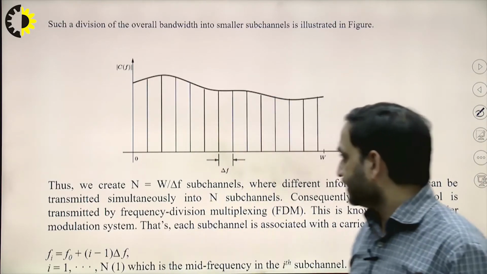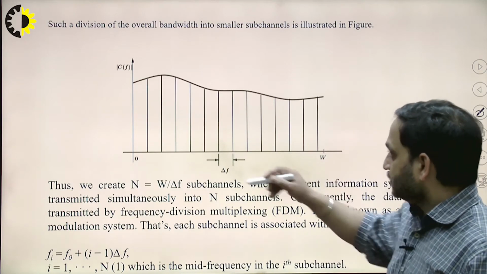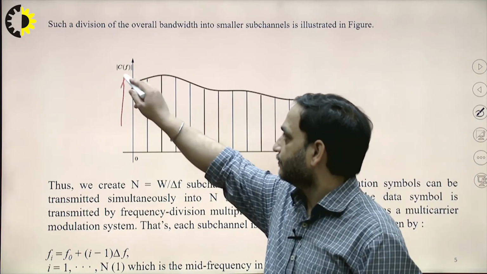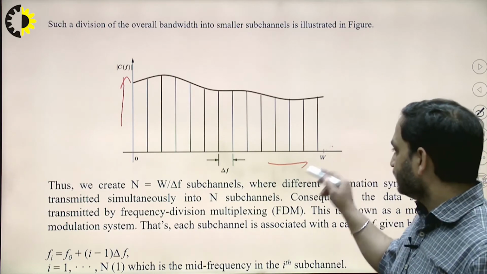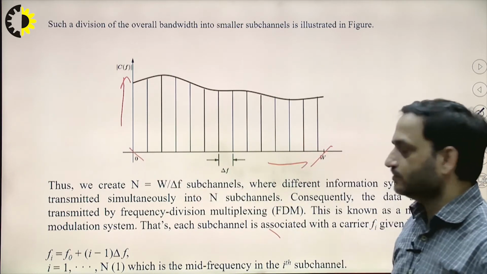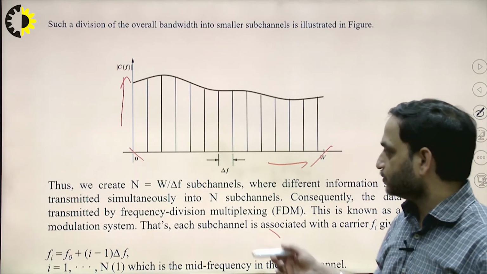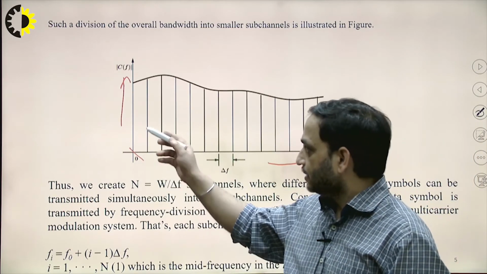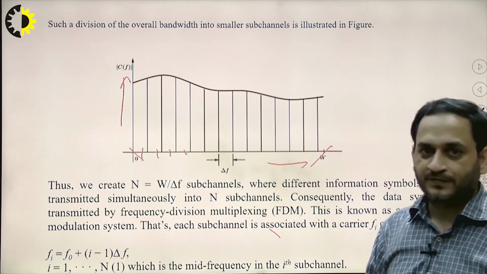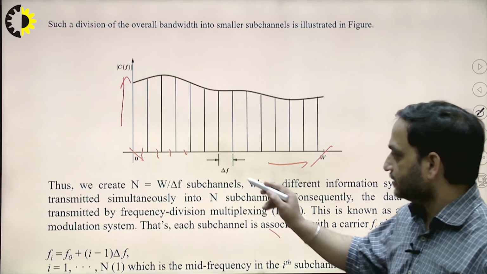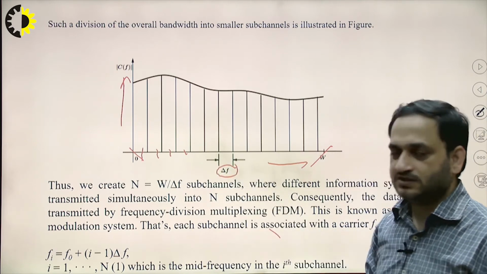So it shows that in the diagram. This is the spectra, this is the bandwidth. So in this complete band from 0 to W, we divide this complete band into small chunks of bands: the first band, second band, third, fourth, and so on. The width of this band is delta F. So this is the width of the band.